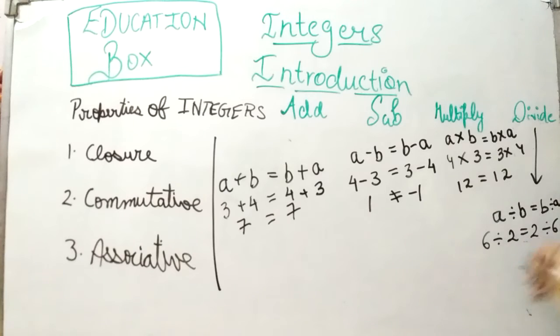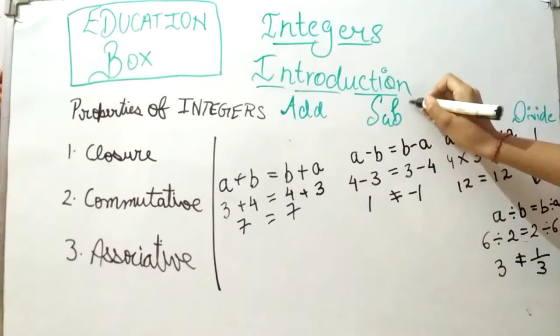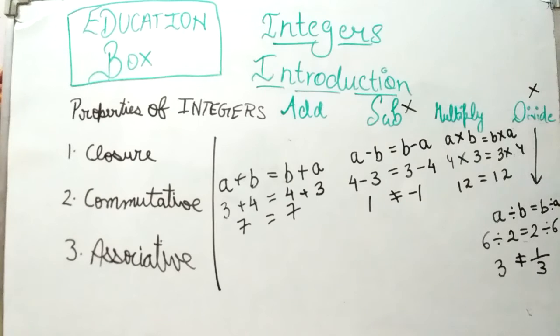No, it is not so. As we divide 6 by 2, our answer will be 3. But when we divide 2 by 6, our answer will be 1 by 3 and it will not be equal. So we can say that in division, the commutative property does not hold. So we can conclude that the commutative property does not hold in subtraction as well as in division.